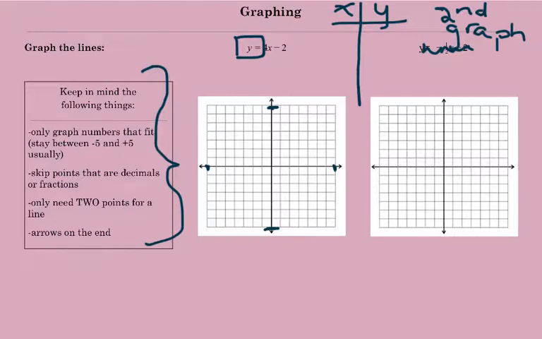You're going to skip anything that's a decimal. It's not really going to hurt us on the first one. And we do only need 2 points for a line. So if only 2 or 3 are going to fit on your graph, it's fine if you only graph those 2 or 3. And then we're going to make sure that we put arrows on the end. Lines continue forever in both directions, so we need to indicate that they do.